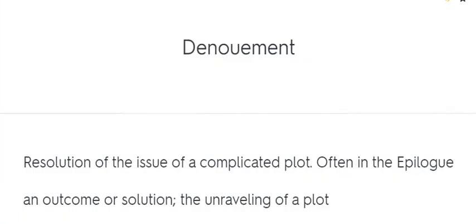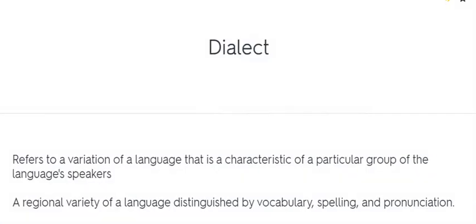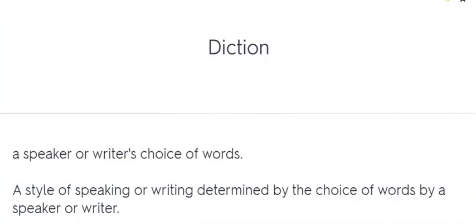Denouement. Resolution of the issue of a complicated plot, often in the epilogue, an outcome or solution, the unraveling of a plot. Dialect. Refers to a variation of a language that is a characteristic of a particular group of language speakers, a regional variety of a language distinguished by vocabulary, spelling, and pronunciation. Diction. A speaker or writer's choice of words, a style of speaking or writing determined by the choice of words by a speaker or writer.